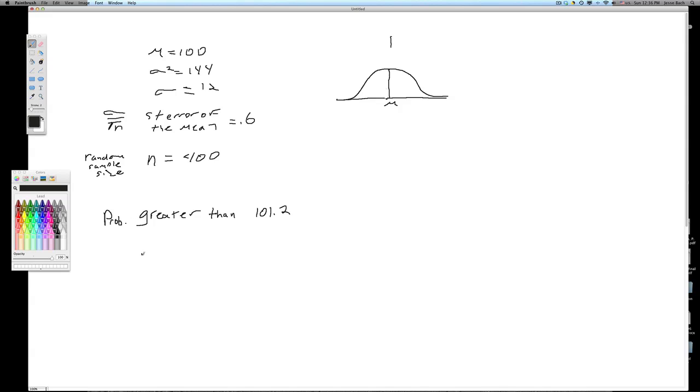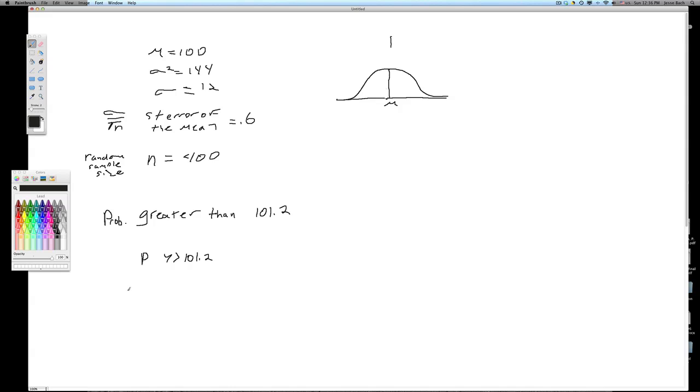If you look at it just like we have in our last one, we're looking for the probability greater than 101.2. So something like that if you convert that sentence: probability of y is greater than 101.2. Now you've already done this. This is the z-scores, basically.